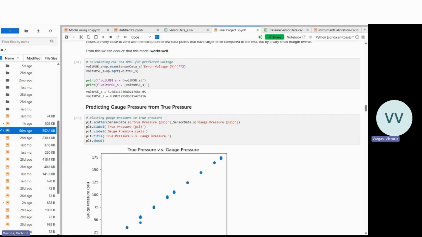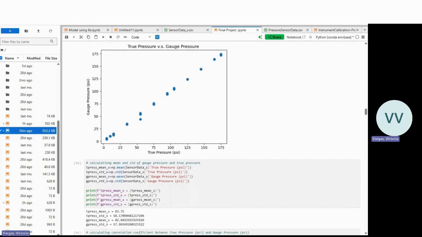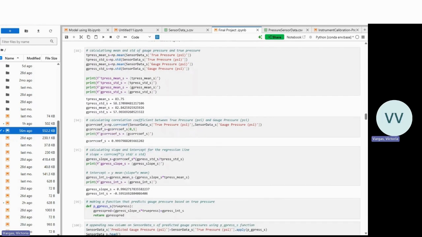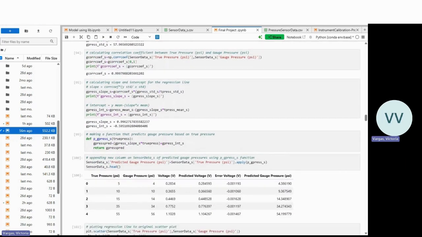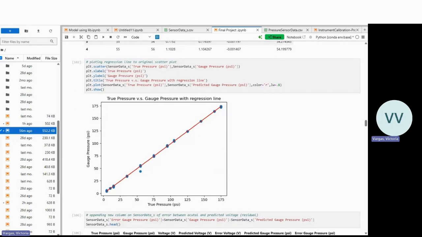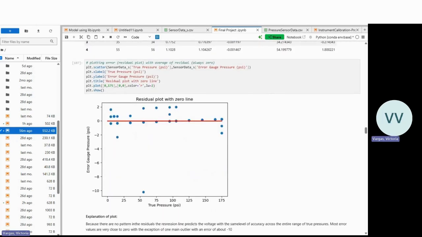And so she was able to follow exactly the same steps, except now with gauge pressure. So that's what we have here. She plotted the points, and she was able to calculate the mean and overall slope and intercept to go ahead and get that regression line formula and apply that to a new column, which then she was able to plot as that overall regression line on the original scatter plot, and then overall get our plotting error with an average of residual.